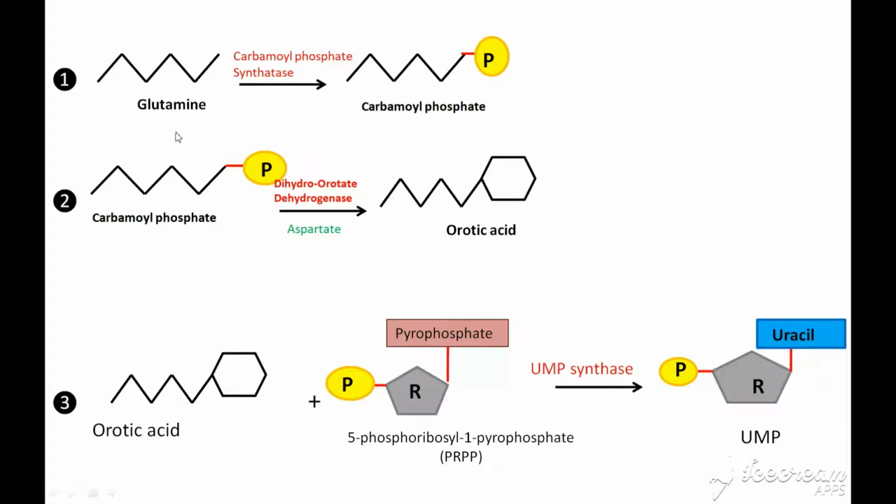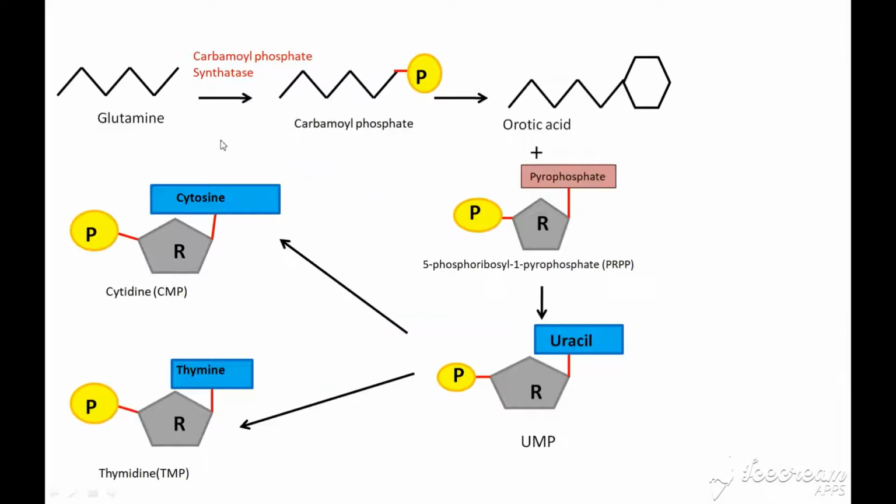So we're going to start with the amino acid glutamine, and glutamine is going to be converted into carbamyl phosphate by the enzyme carbamyl phosphate synthase. Then we take the carbamyl phosphate and we convert it to orotic acid. This step is going to be catalyzed by the enzyme dihydroorotate dehydrogenase, and we're going to consume an aspartate amino acid in this process. Orotic acid is then going to be combined with PRPP to form UMP, and this process is going to be catalyzed by the enzyme UMP synthase.